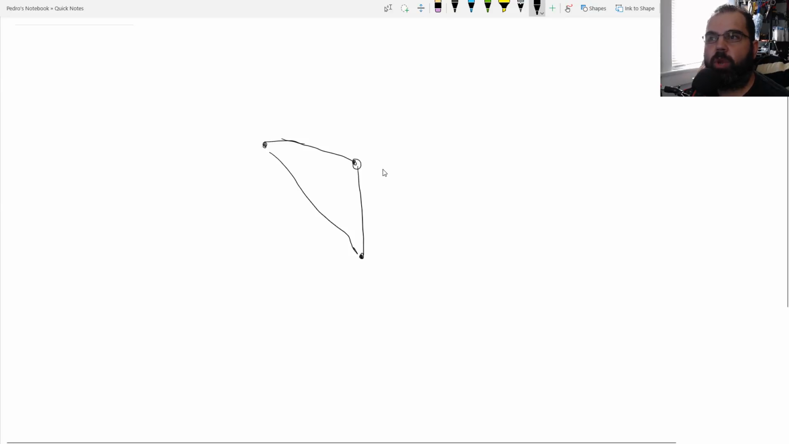So we need to know where this knee is, because we know where the foot's supposed to be. We know where the hip is supposed to be. We need to solve where the knee is. So to solve for the knee, we need to know the angle of this part of the triangle.